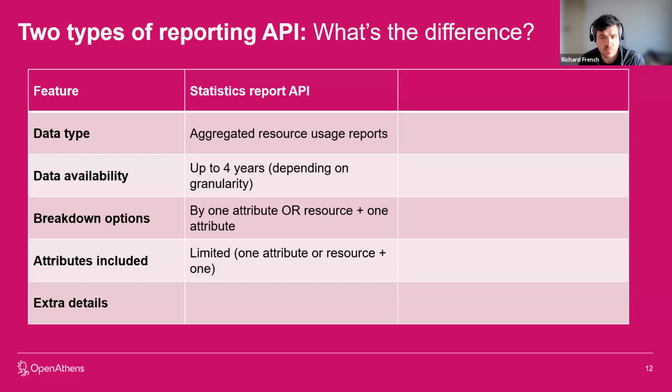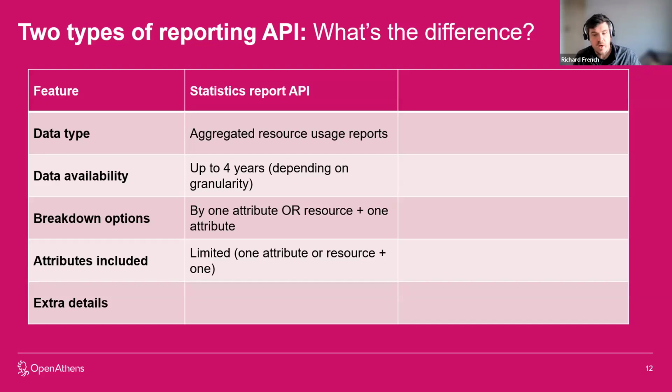So the first one, the statistics report API, provides aggregated resource usage data. This is similar to what you see in the reporting dashboard, and you can access that data up to 4 years in the past, and you can break it down by one attribute or by a resource plus an attribute. One attribute: group or filter all resource usage data by a single user characteristic. So for example, show resource usage by department, by campus, by user group.